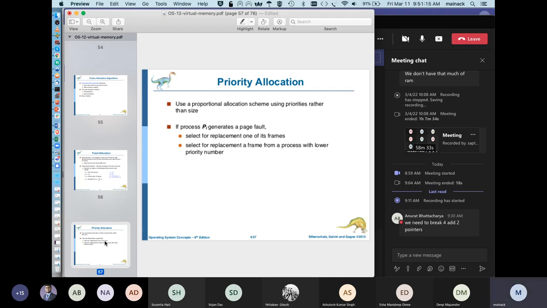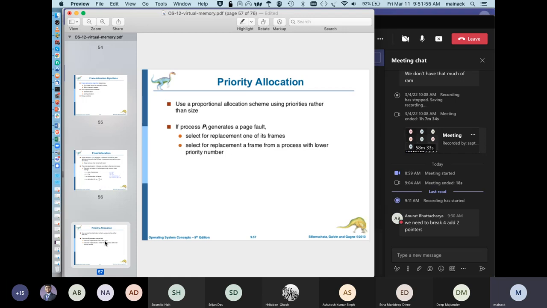So if process p_i generates a page fault, then select for replacement one of its frames. And which frame would you select? You will select the frame from a process with a lower priority number. Essentially, when you want p_i to get a frame, you'll take it from a lower priority process and give it to p_i.